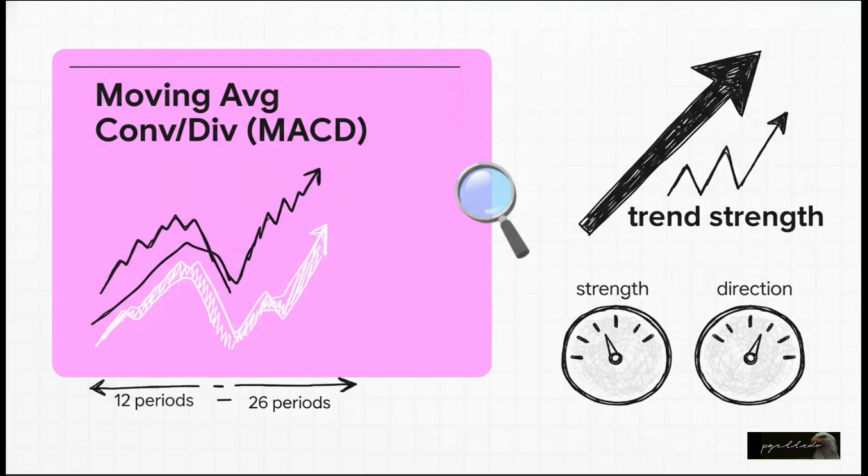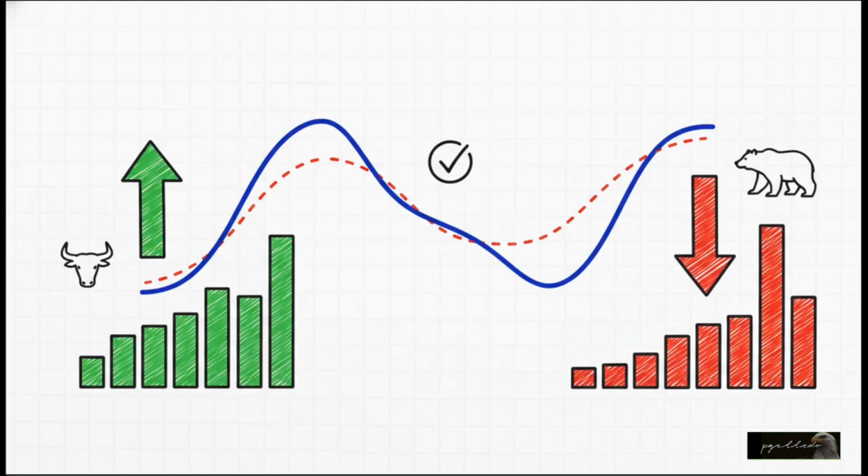And really, what the MACD does is pretty simple. It just takes a short-term moving average of the price, usually the 12-day, and subtracts a longer-term one, like the 26-day. That simple calculation gives us this great visual tool that shows us the strength and direction of the current trend.